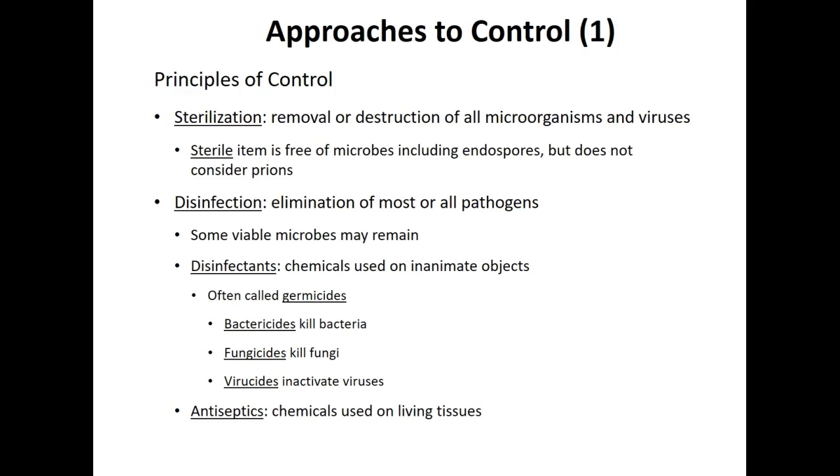Next up is disinfection. Disinfection is the elimination of most or all pathogens from a given source. Two chemical categories are used to achieve disinfection. You're going to have disinfectants, which are used on inanimate objects, and then antiseptics, which are used on living tissue. So it's necessary that you differentiate between disinfectants and antiseptics. Once again, disinfectants are used on inanimate objects, whereas antiseptics are used on living tissues.